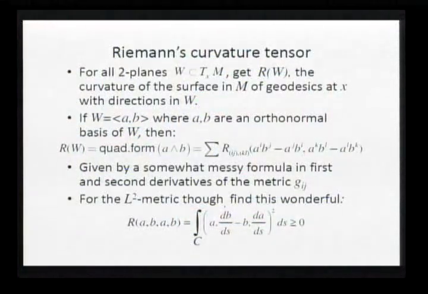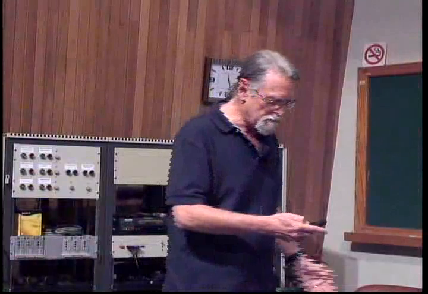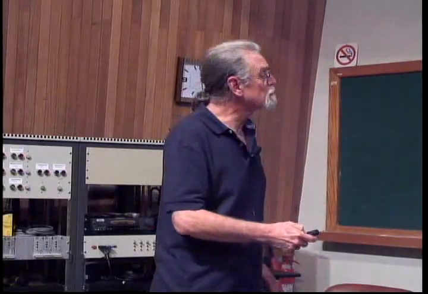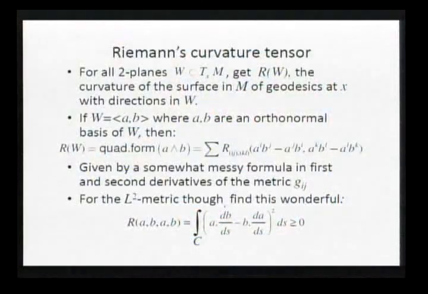It's normally given by a rather messy formula in the first and second derivatives. But it turns out that with this particular metric, and this is such a beautiful metric, it has a tremendously simple formula. It's the square of the Wronskian. I start with a curve and two infinitesimal motions of the curve, given by scalar functions A and B, and I just take the Wronskian of A and B, square it, and integrate with respect to arc length. It's obviously non-negative, and that's the sectional curvature.